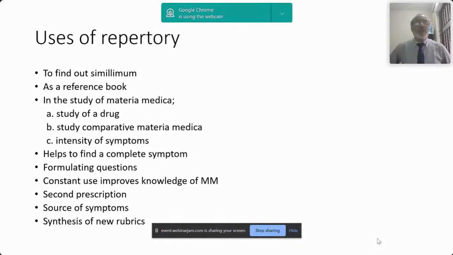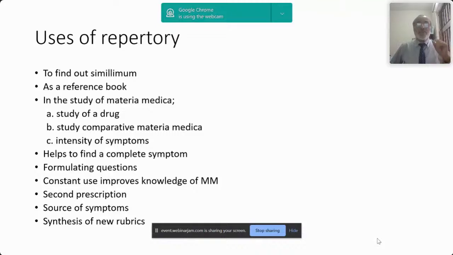So as a reference book, no doubt we have referred to so many things. In a study of materia medica, we can do study of a drug, study of comparative material, study of intensity of symptoms, which is not found in one materia medica book. Because repertory is taken from mostly all the materia medica, you find all information in one place. What is the beauty of this? Everything is there in front of you. That is repertory. It helps to find a complete symptom, which materia medica may not give you in one place.